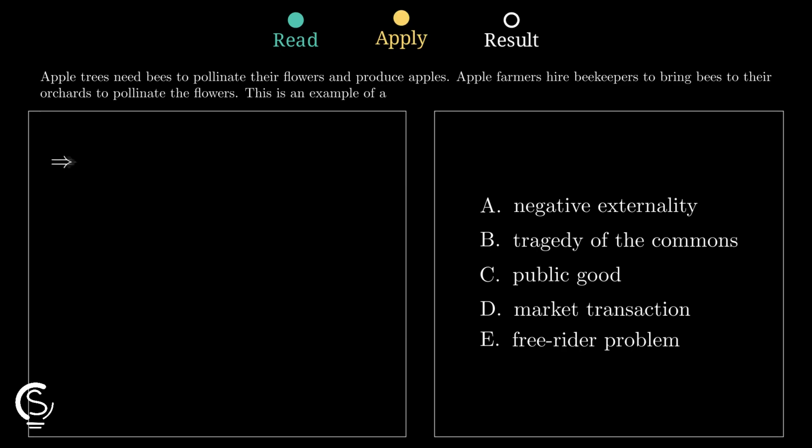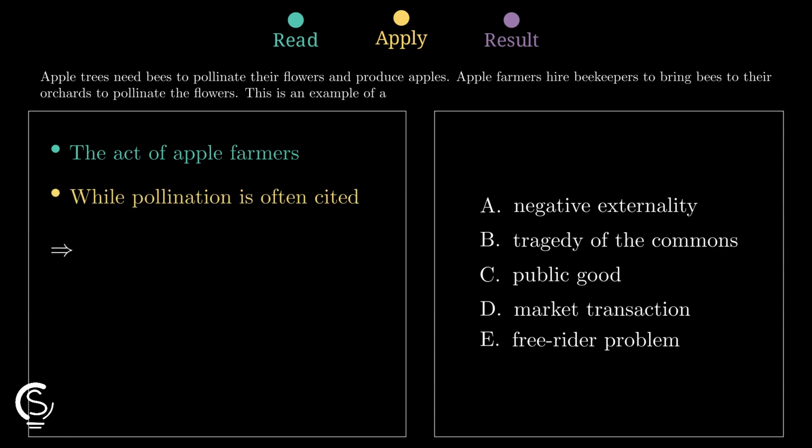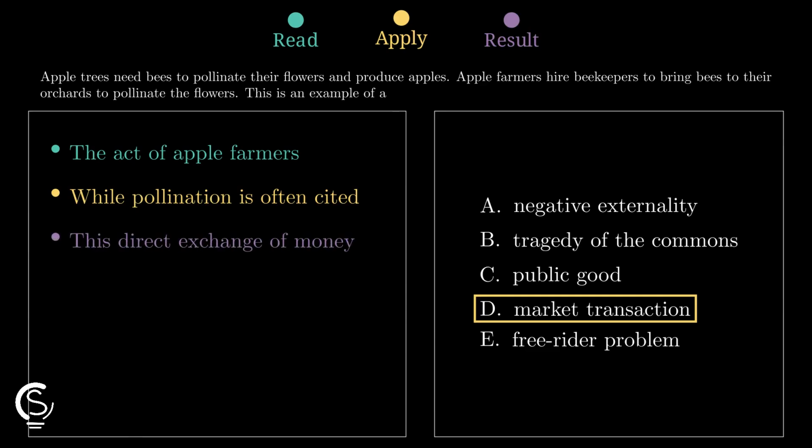While pollination is often cited as a classic positive externality, that only applies when it happens for free. Here, money is actually being exchanged for the specific service of pollination. This direct exchange for a service means the benefit is internalized. That makes option D, a market transaction, the final winner.